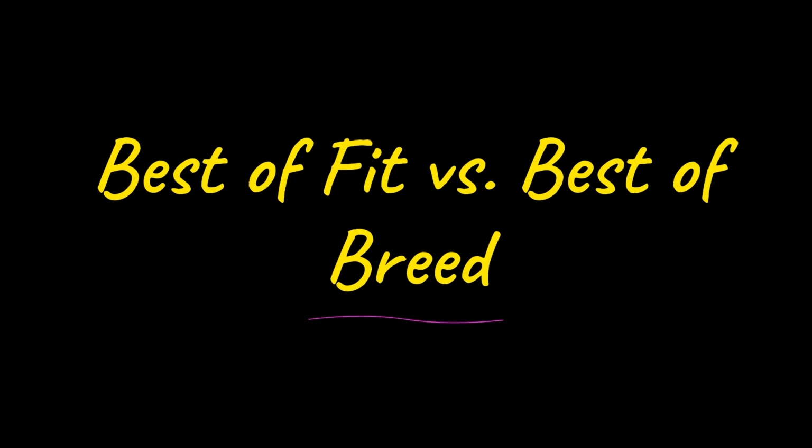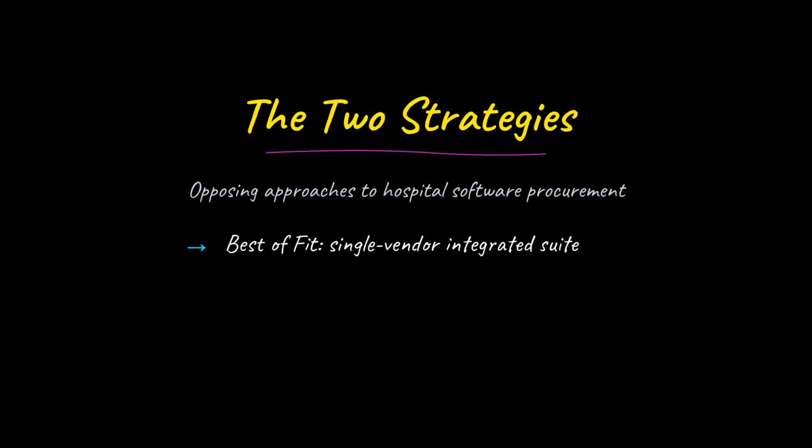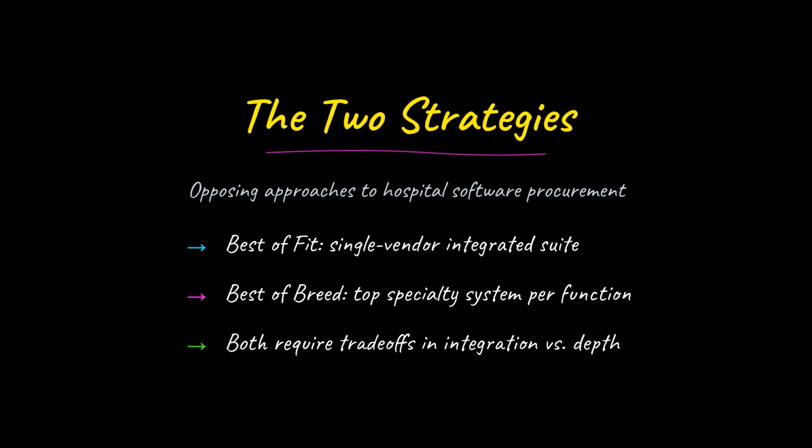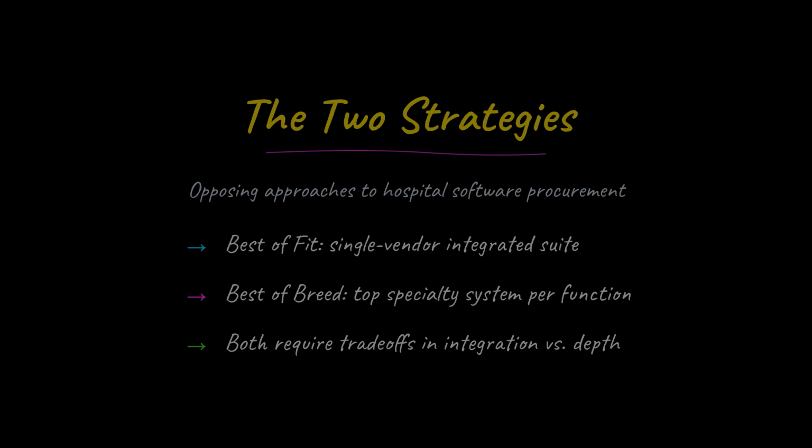When hospitals build their software portfolios, they face a fundamental choice between two procurement strategies. Understanding what separates them and when each makes sense is the core concept here. Best of fit means one vendor supplies most or all modules: EHR, pharmacy, lab, radiology, sharing the same data model throughout. Best of breed means selecting the strongest specialist system in each area, even when that means juggling multiple vendors.